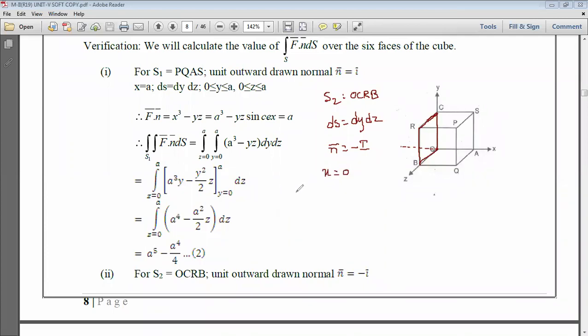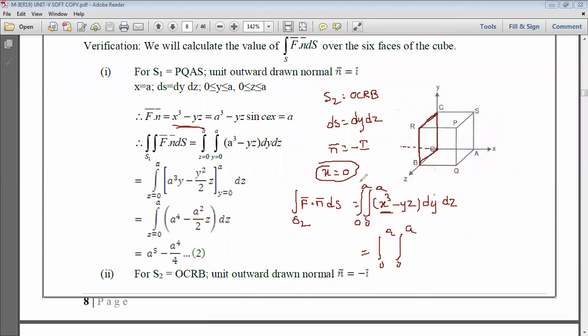So for that, simply we can write the integral of f bar dot n bar ds over the surface S2, not S. So it is simply what we got here: x cube minus yz, and ds is nothing but dy dz, the plane we chose. And what about the limits? There is no change in that, 0 to a, 0 to a. So it is the integral 0 to a, integral 0 to a. Here, what about x? x is equal to 0. So if you substitute 0, what will we get? Only minus yz dy dz.